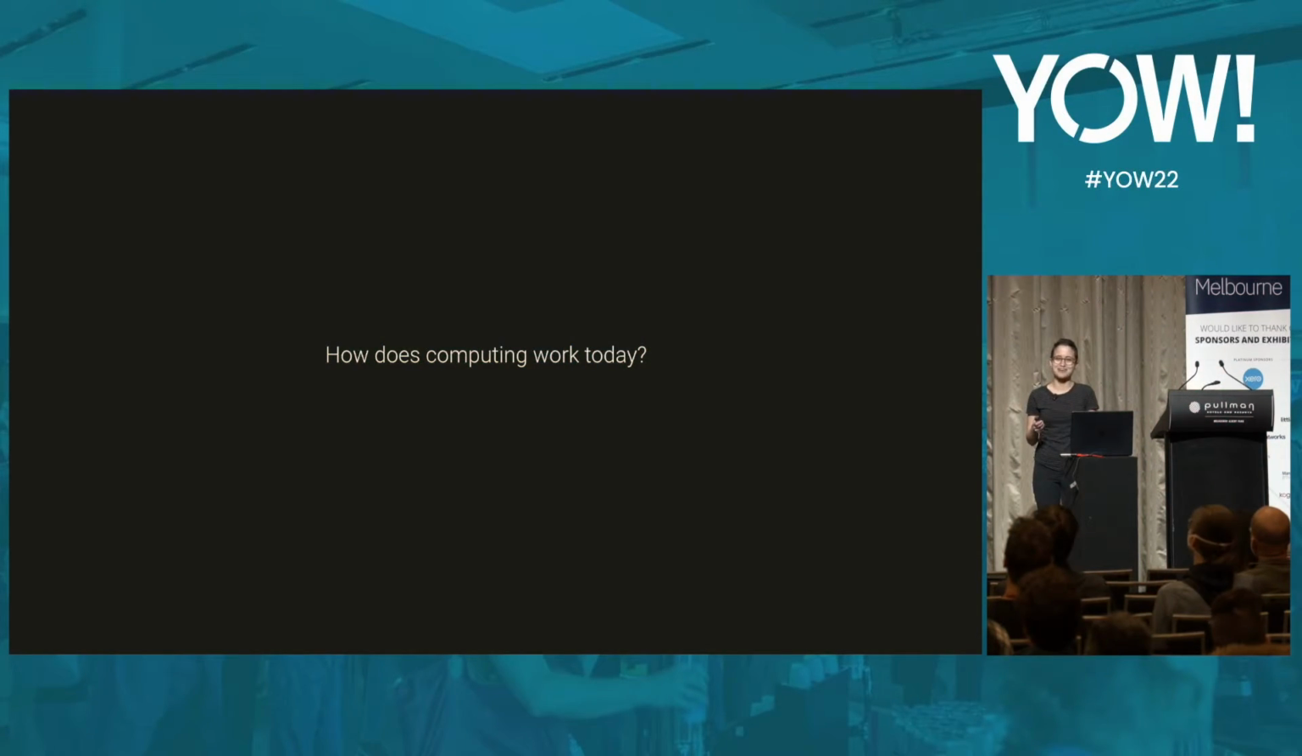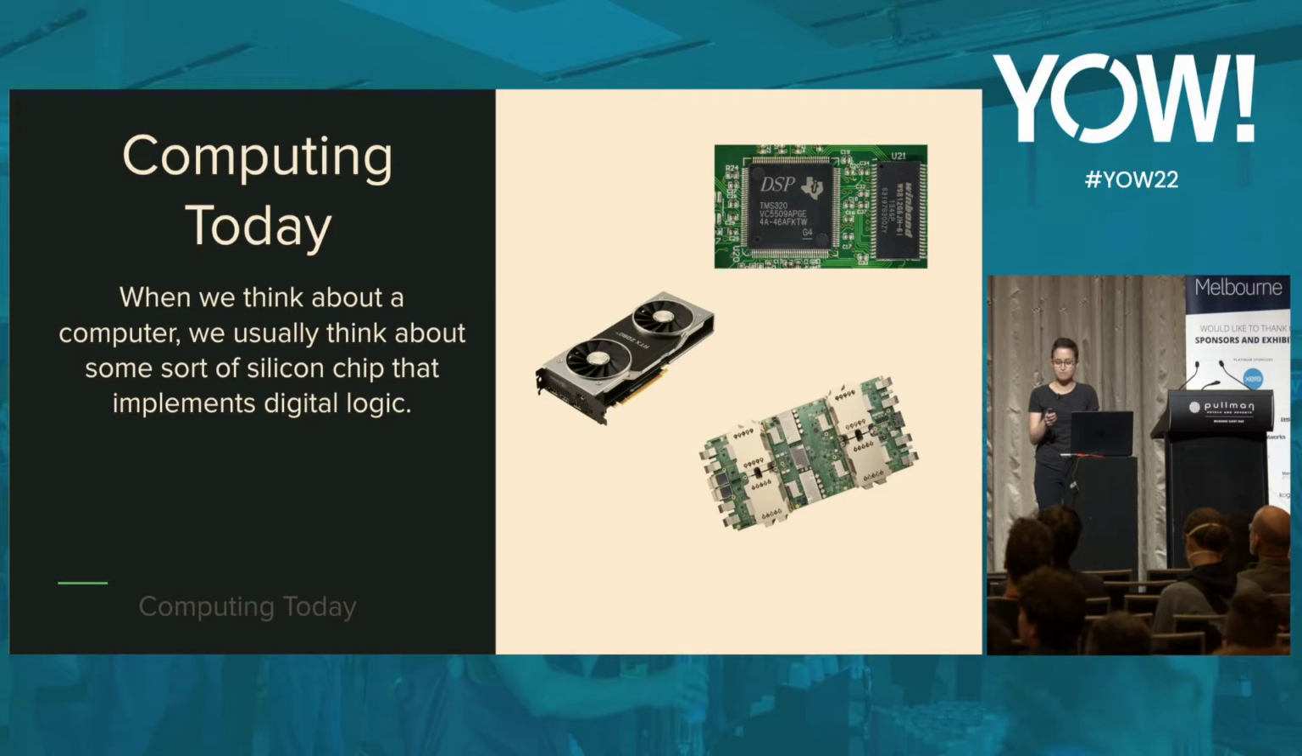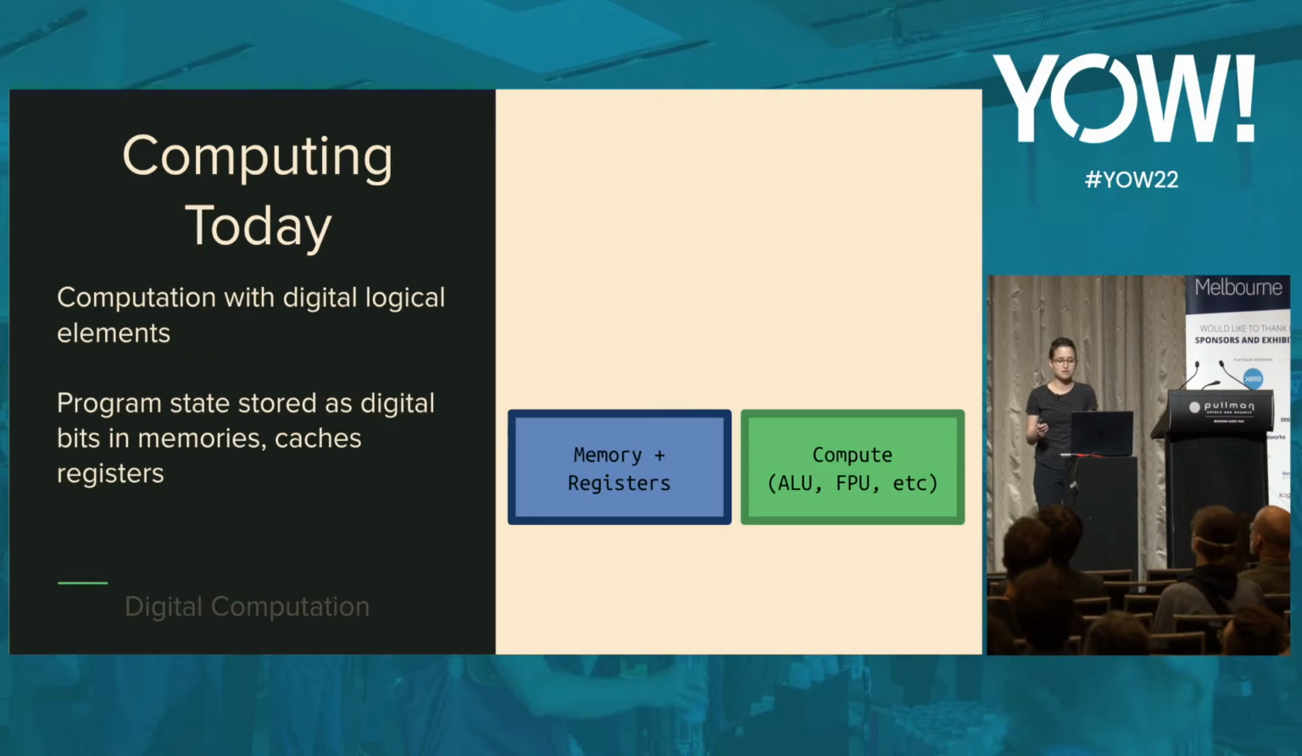All right, so today I'm going to tell you guys about software systems for analog hardware, for analog computational paradigms. But before I do that, we're going to talk a little bit about how computation works today, right? So if you think about a computer, you typically think about some sort of chip that implements digital logic, right? With this computational paradigm, you're going to do computation with digital logical elements.